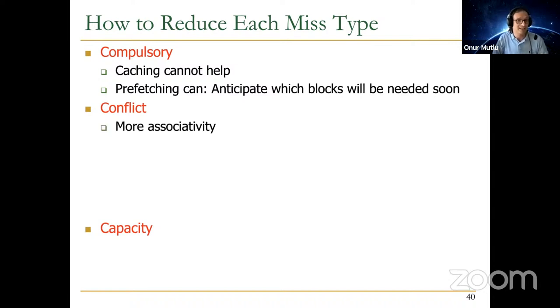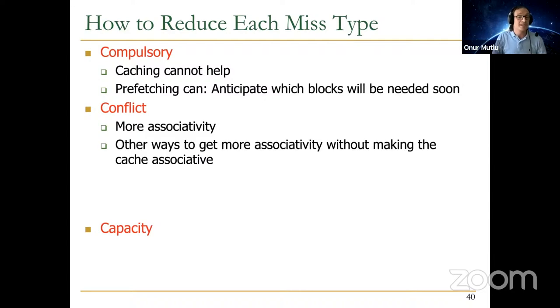So for conflict misses, more associativity can help, of course. There are other ways to get more associativity without making the cache more associative. I'm going to give you one idea very quickly. I'm not going to talk about this in detail; you can watch some lectures about it. The way we usually talk about associativity is associativity in space. We said you have a four-way associative cache, and you have four ways in the cache in a set.